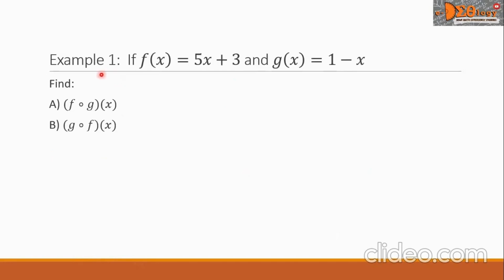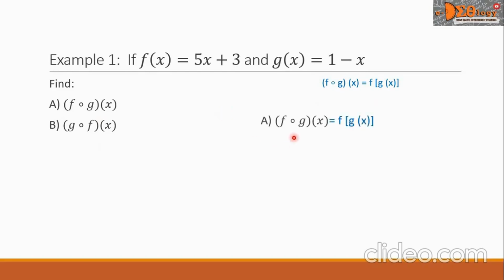Let us have example 1. We have two functions here, function f and function g. f of x equals 5x plus 3 and g of x equals 1 minus x. Find letter A, f composed with g at x, and B, g composed with f at x. Let us write the notation here, and let us start with letter A.